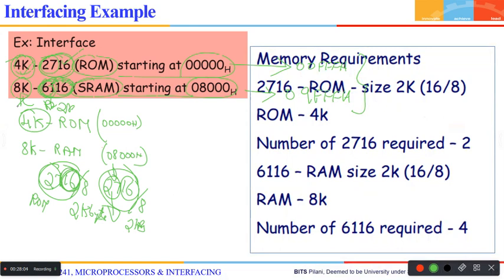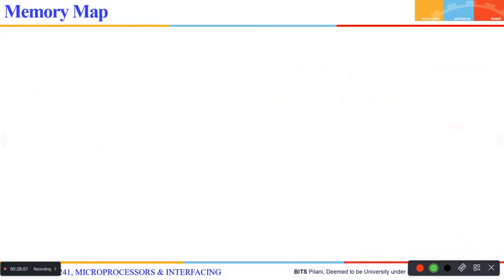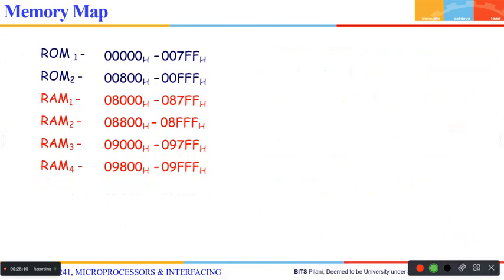Now how do you get the address map like you have done last time? How many ROMs are required? 2 ROMs. So you can write like this: the ROM requirement is starting from address 00000H to 00FFFH, but you have to use 2 chips, that is ROM 1 and ROM 2. What is the range of ROM 1? This is 2K and this is 2K, and the requirement is 4K. Now can you tell me what is the starting address? 0000H.